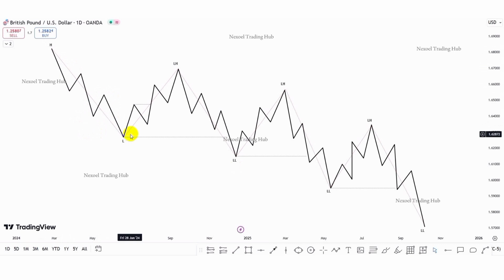What you can see now, these are all internal liquidities. Let me identify that for you. This high is an internal range liquidity. This other high here is also an internal range liquidity. So where we have the external range liquidity is this.